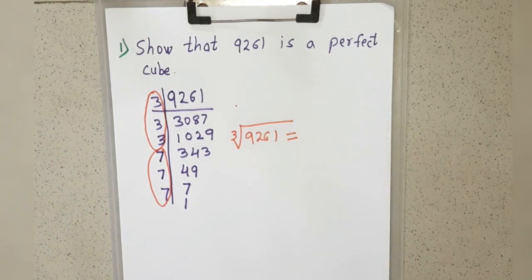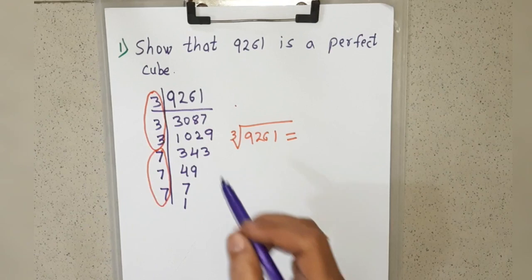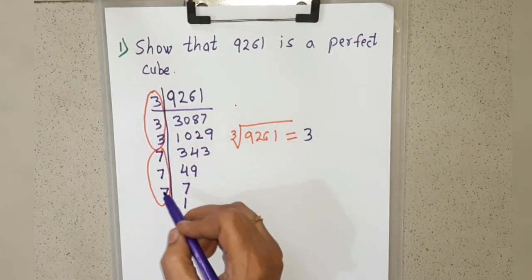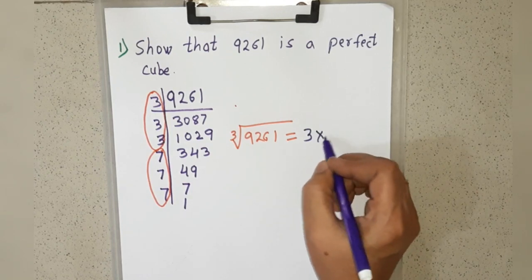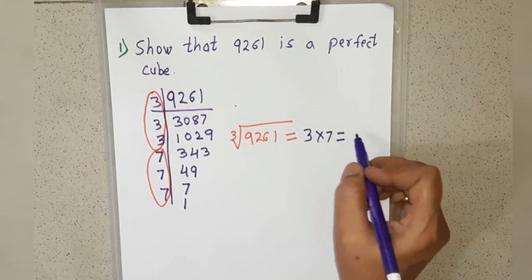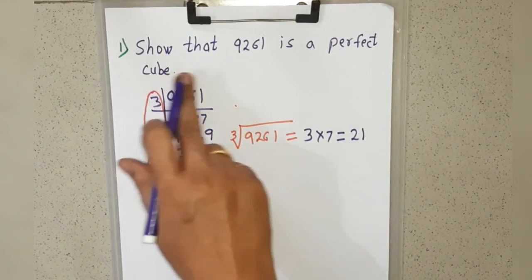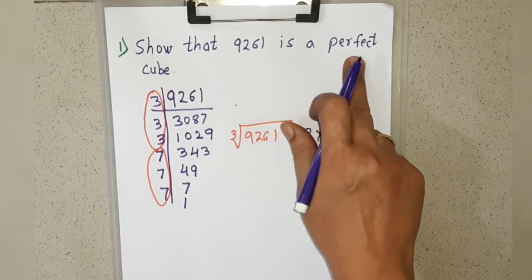When I have to find the cube root of this number, what I have to do is simply take 1 out of this group. So 1 from this group, 1 from this triplet. So 3 into 7, I get the cube root of 9261 as 3 sevens are 21. Understood, children? So to show that 9261 is a perfect cube, what did we do?